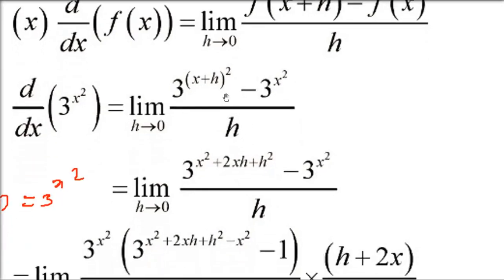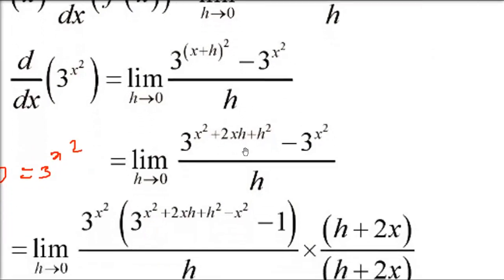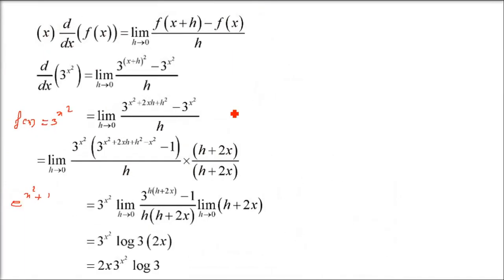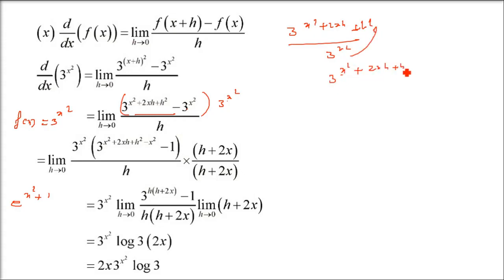So 3 raise x square by h. So x plus h whole square is a square plus b square plus 2ab, so x square plus h square plus 2xh. Now 3 raise x square you can just take common. When you take 3 raise x square common, you have x square, if you take common, here 1 will remain, minus 1. And from here 3 raise 2xh plus h square. The x square gets cancelled. So you have 3 raised 2xh plus h square.